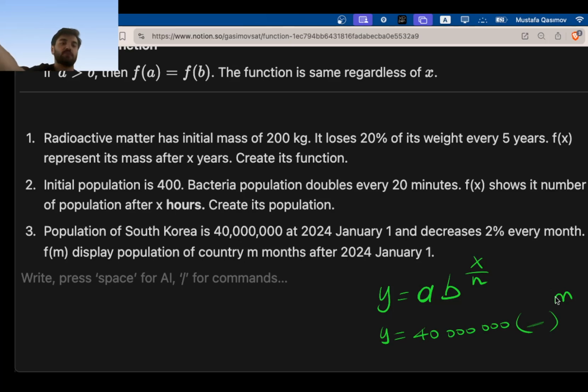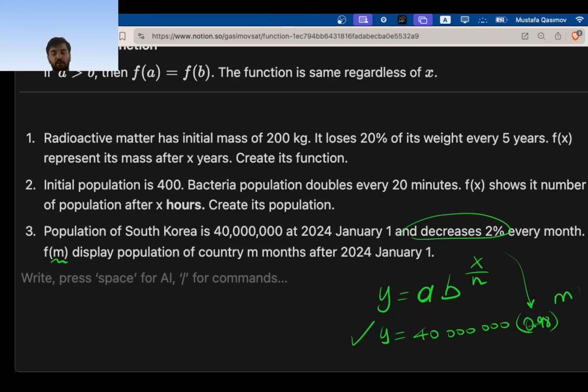Oh no, it's not correct. We don't have x here, by the way. You can see that instead of x we have m here. So first of all, you don't need to use x. And that part decreases by 2%. It is not related to the exponent. It is related to here. 0.98. Like that. Any question?